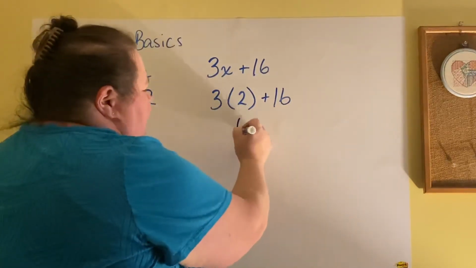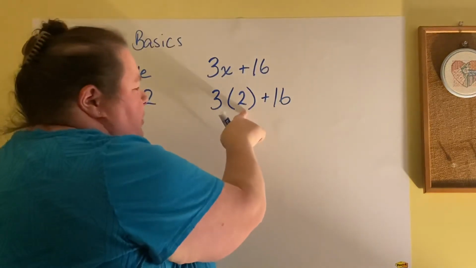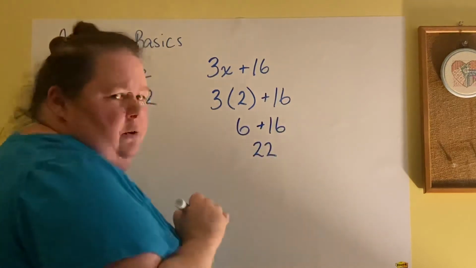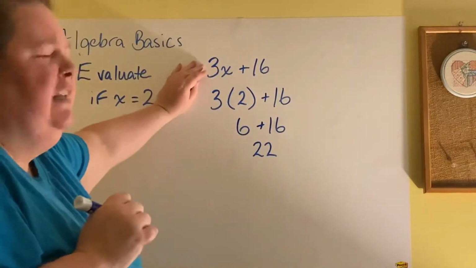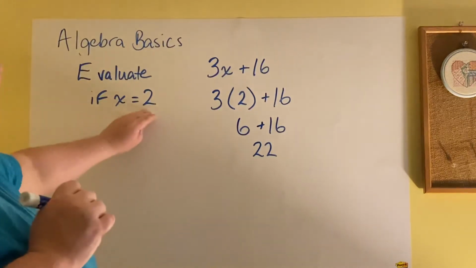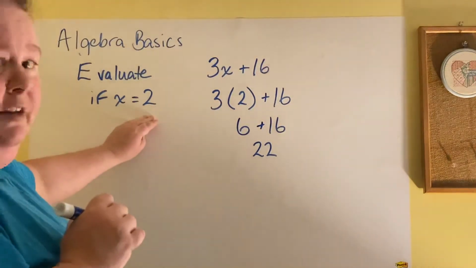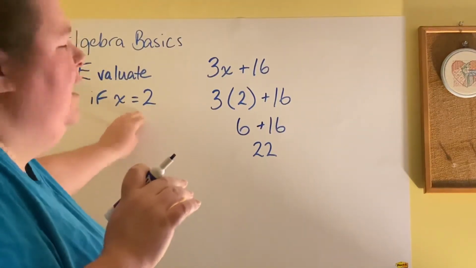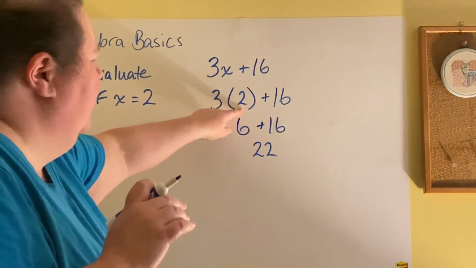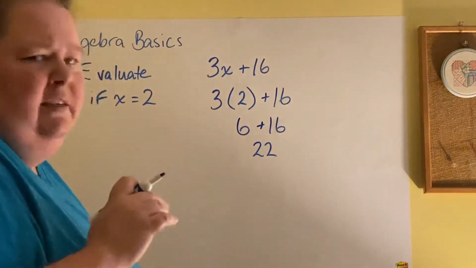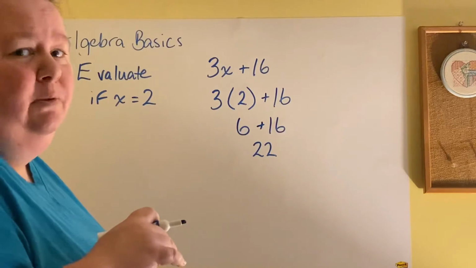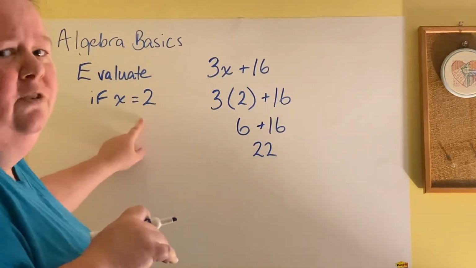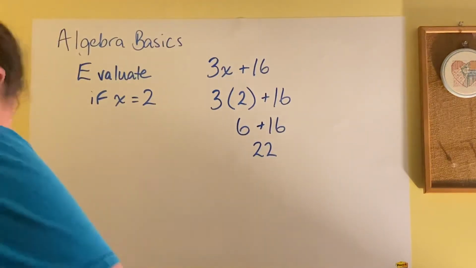So this is going to be 6, because 3 times 2, or 3 groups of 2, plus 16, which gives me 22. So what I've done is I've taken this expression, I've substituted in the value for x that we were given. So it's not like it just came out of the air. You'd be given that in a question. And then you would substitute that in for x, and you would find this. Now, next week when we get into doing tables of values, this is going to come up again, and we'll talk about this a little further. So that's evaluating.